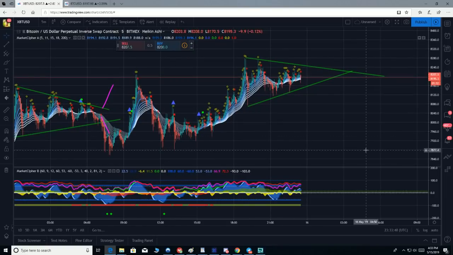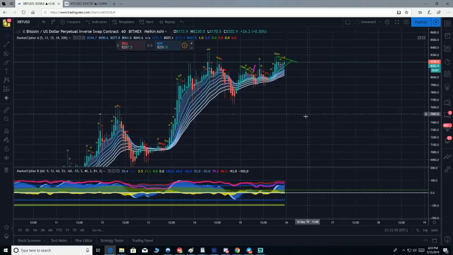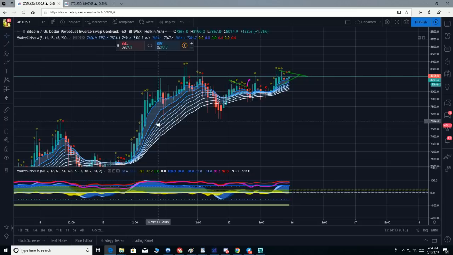Okay, so market cipher A. First things first, as far as the time scales for this indicator, market cipher was actually mainly developed around the hourly, but it is extremely successful in the 1 minute, 3 minute, 5 minute, hourly, honestly everything. You can even go to the 30 minute, 15 minute. You'll see there's different time scales for different things, but you can use it on many different time scales, many different things.